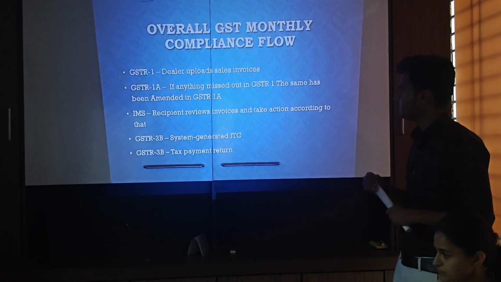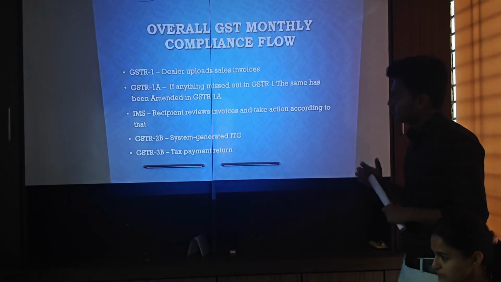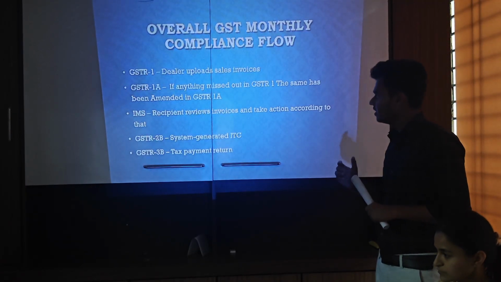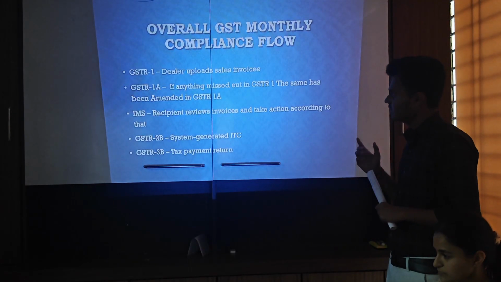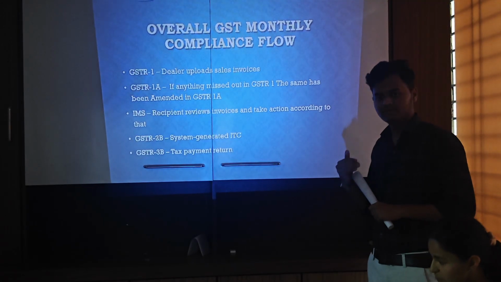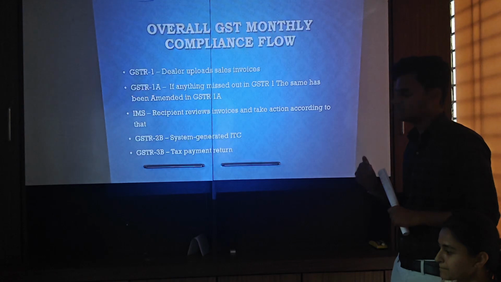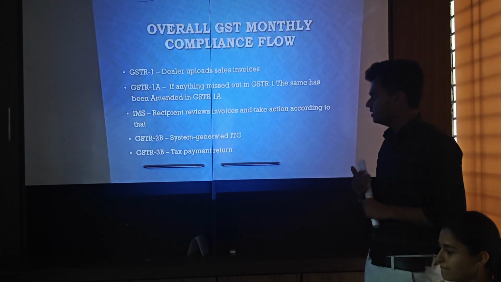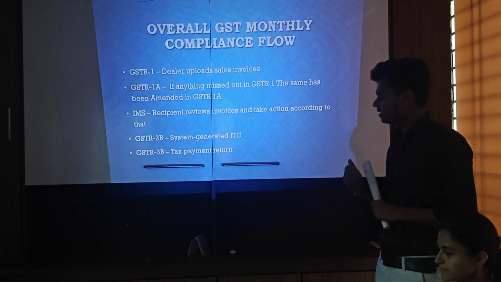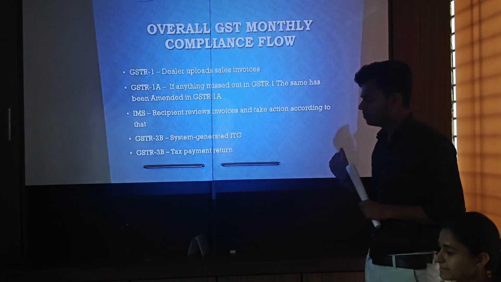This is the overall GST monthly compliance flow. In GSTR1, the dealer uploads the sales invoices. If anything is missed in GSTR1, it is amended in GSTR1A. In IMS, the recipient reviews the invoice and takes action accordingly. GSTR2B is the system-generated ITC. Last is GSTR3B, the tax payment return.